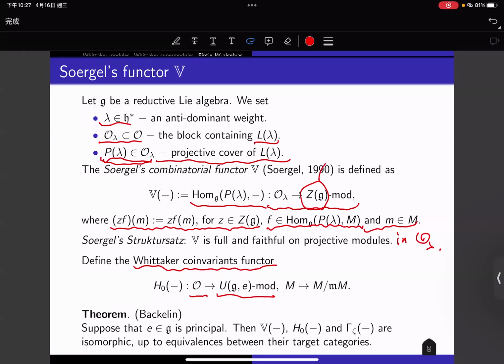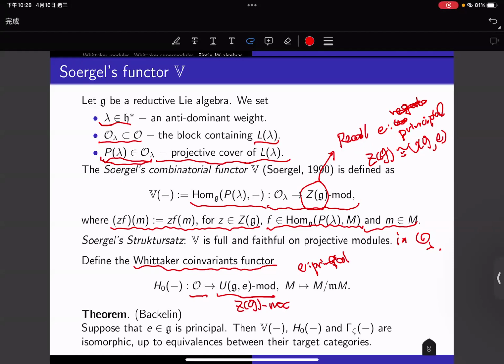the finite W-algebra. Here we recall, if e is non-singular, e is regular, sorry, principal, then by construction this is just the principal finite W-algebra. So in the case e is principal, then this is just a ZG module. So the functor V and the functor H_0 have the same codomain. Right now, there is yet another functor called the Whittaker co-invariant functor from category O to ZG-mod given by this. Backelin proved that in this case, all these functors are isomorphic up to equivalence between their target categories.